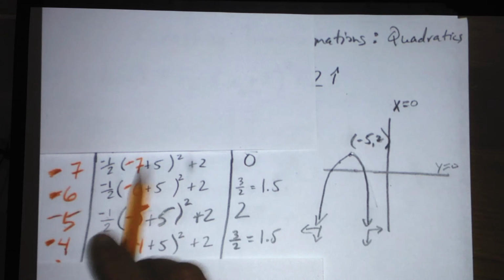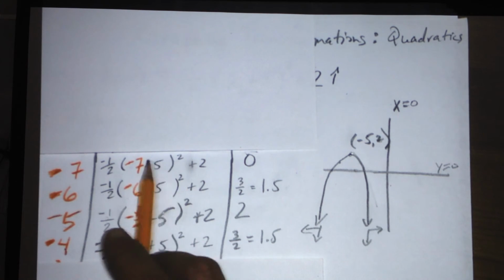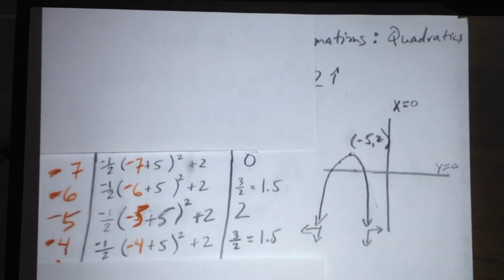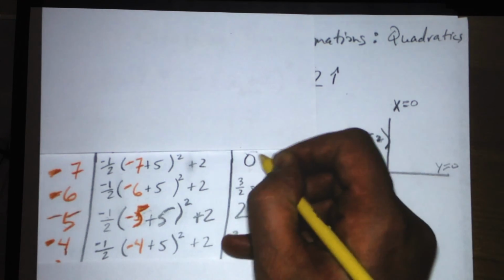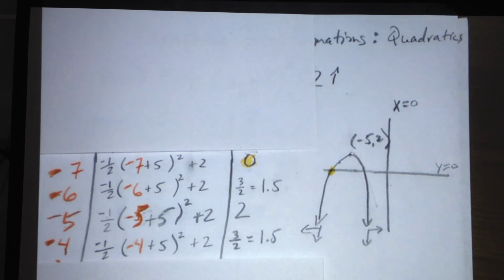We should keep plugging in, and oh, here we see at x equal -7, -7 plus 5 is -2. -2 squared is positive 4. Positive 4 times -1/2 is -2, and -2 plus 2 is 0. Y equals 0. The coordinate -7, 0. This is a root. Y equals 0.